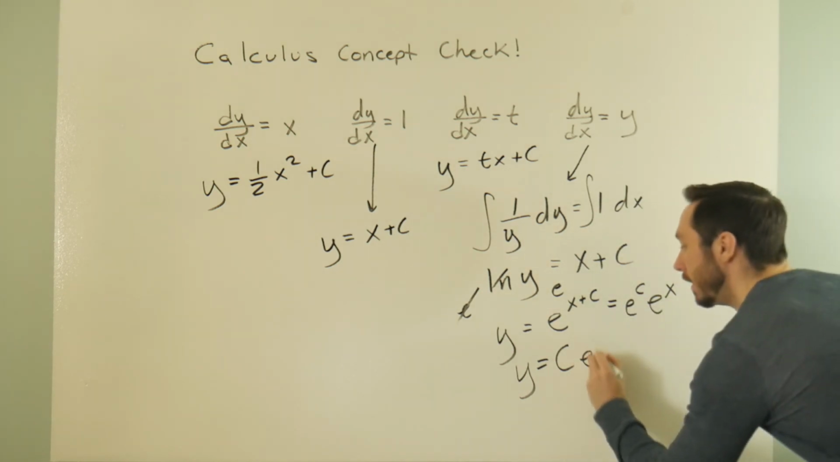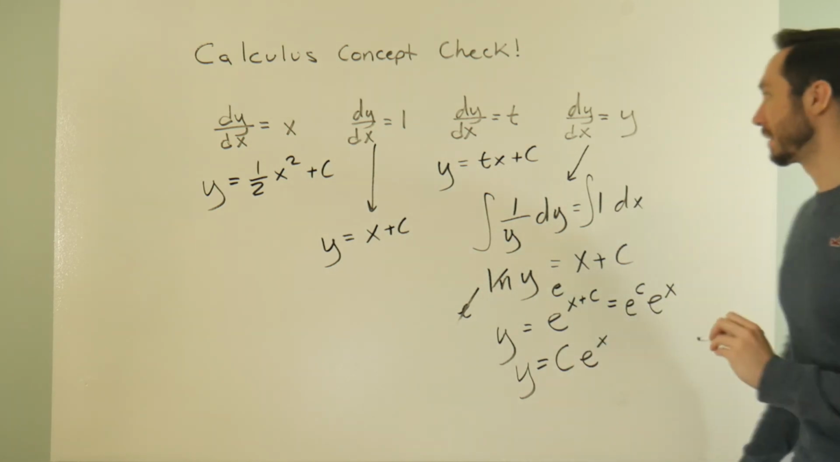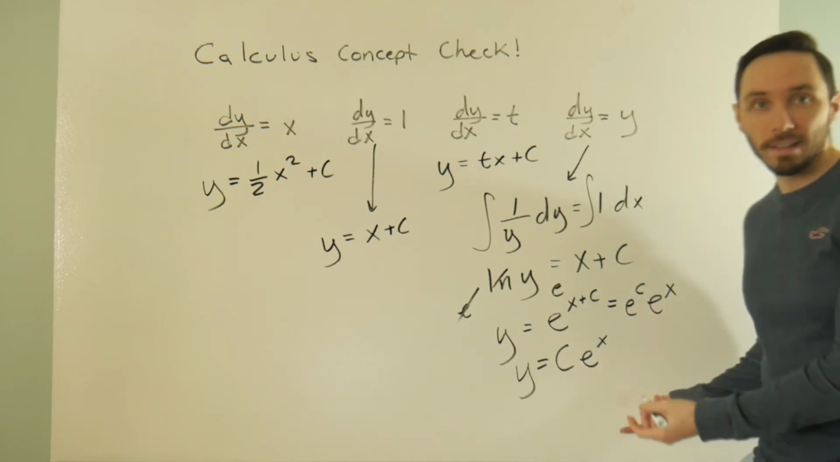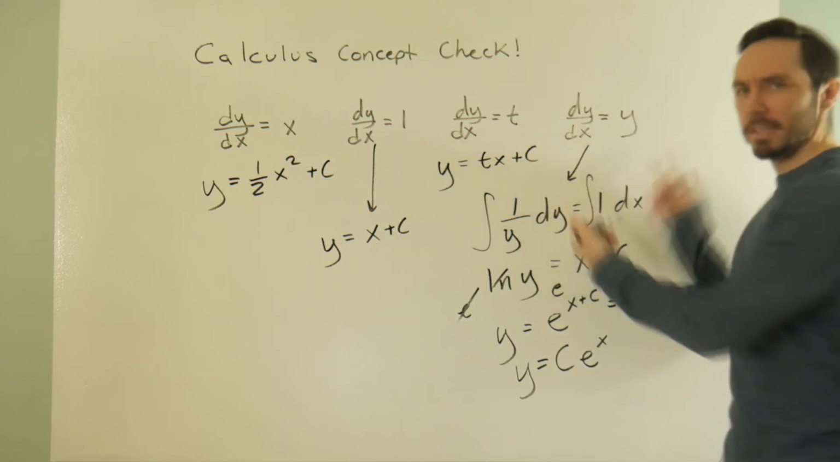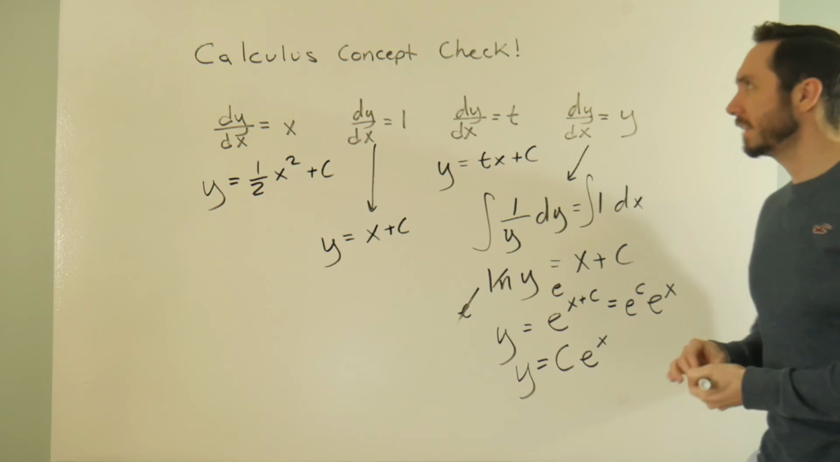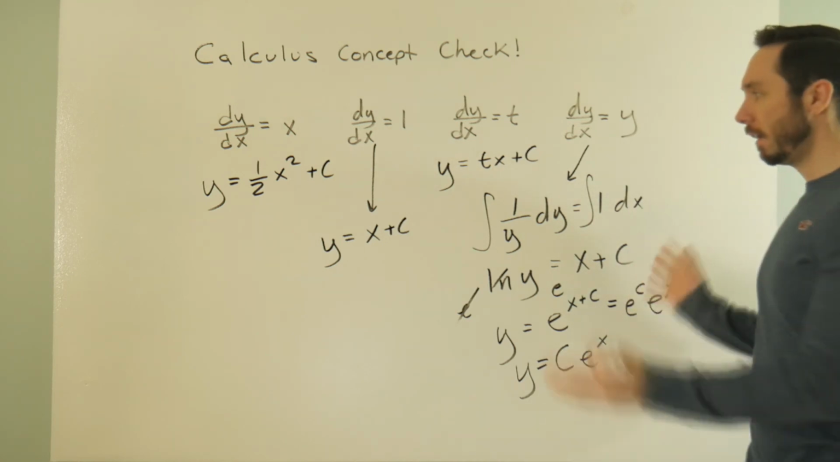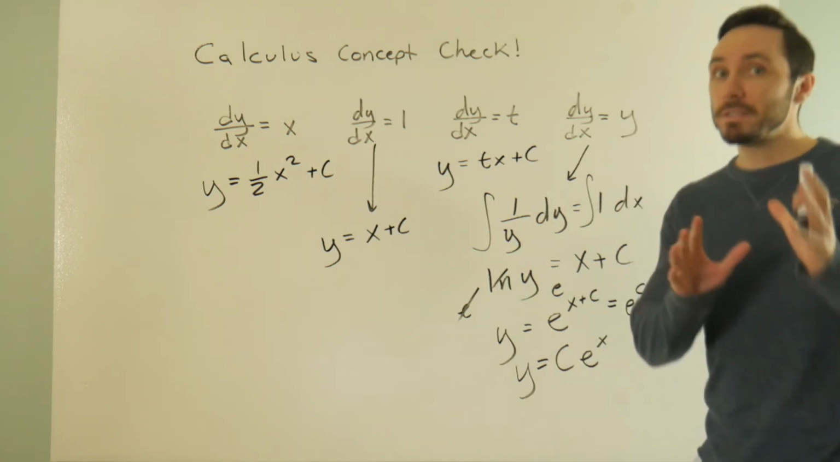So e to the x comes into play for something like this, which should make sense, right? Derivative of e to the x is itself. So that's a quick calculus concept check for you. Hopefully you got all 4 right. If not, that means it's not a big deal.